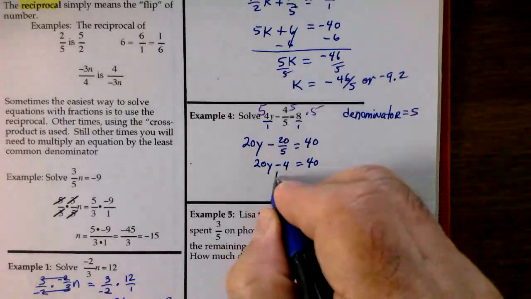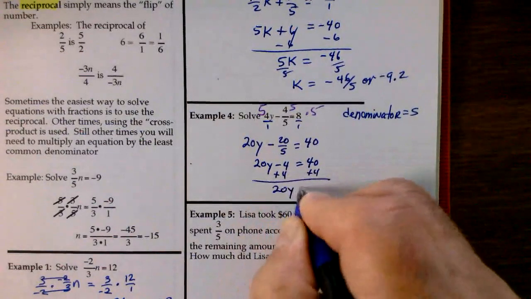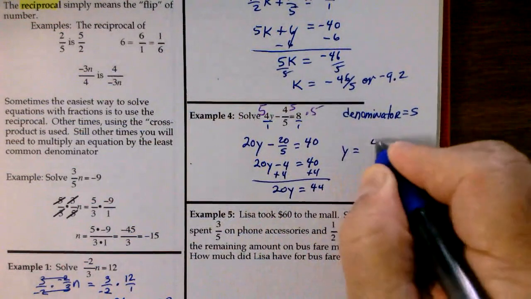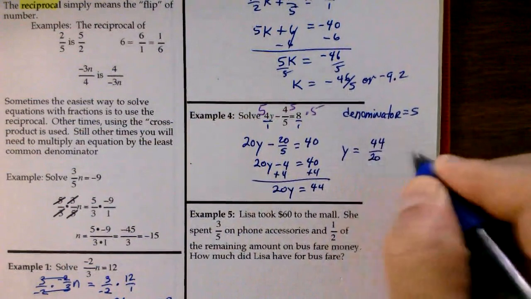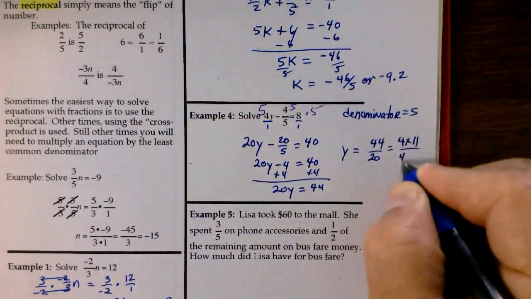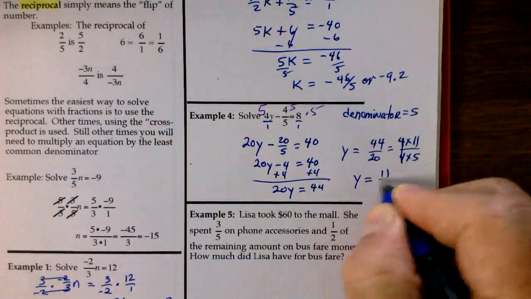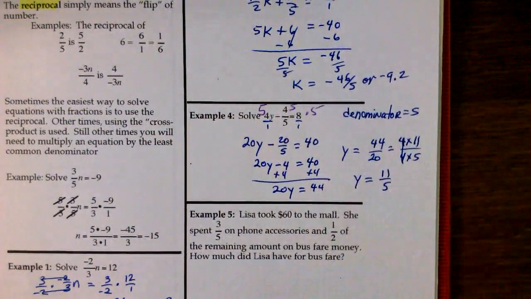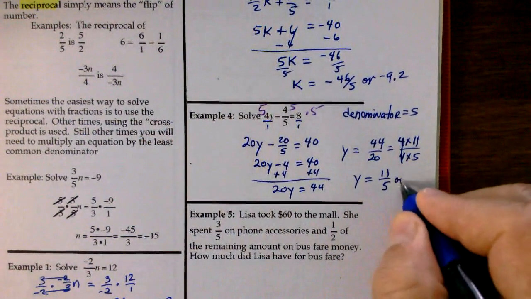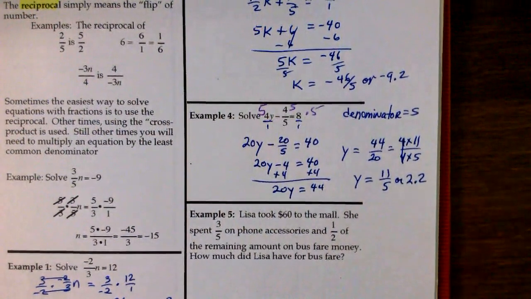We just keep going. Plus 4, 20y equals 44. Divide by 20, and you get 44/20. We can reduce it by 4. 4 times 11, 4 times 5. And we get finally 11/5. Now we can do the decimal. 5 into that is 2, 2.2, because 1/5 is 0.2.